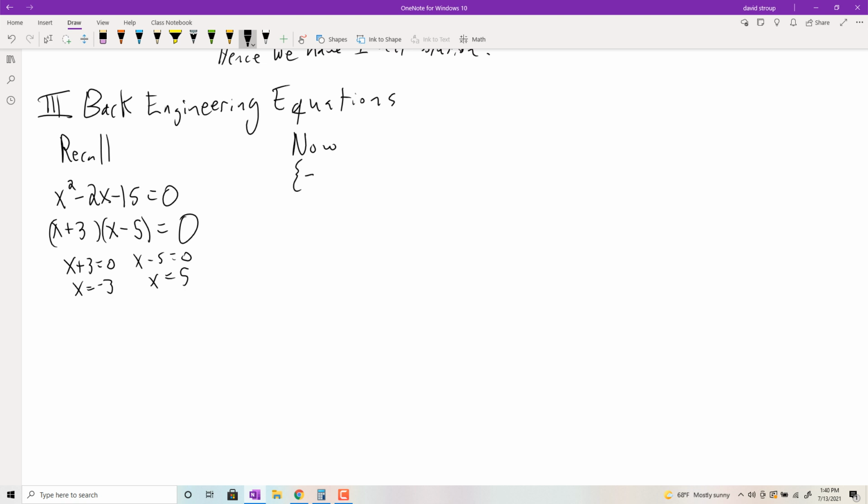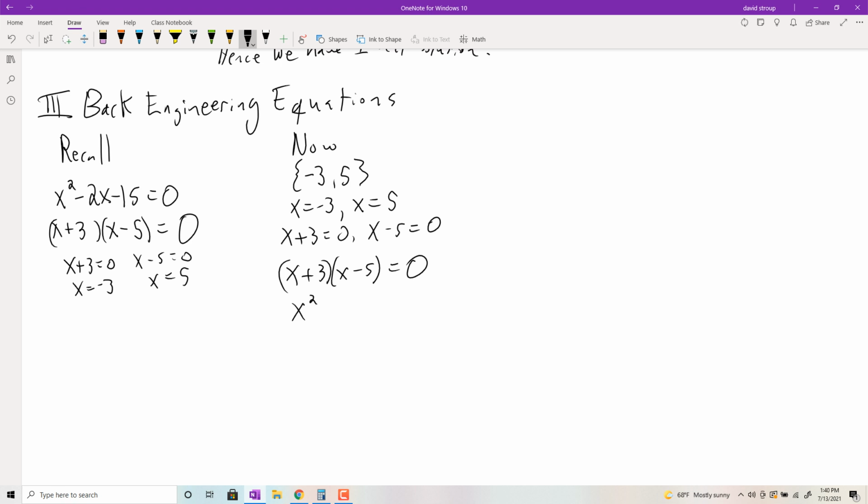Okay, so what they're going to do now in the exercises is give you a solution set. So for example, negative 3, 5. And then what you're going to do is build the original equation. Okay, so how does this work? We had x is negative 3 or x is 5. Then we could rewrite these as x plus 3 is 0, x minus 5 is 0. Then we could multiply those together. x plus 3 times x minus 5 is 0. So x squared plus 3x minus 5x is minus 2x, and then minus 15 is 0, and we're back to where we started. Okay, so that's the idea. It's just going in reverse.